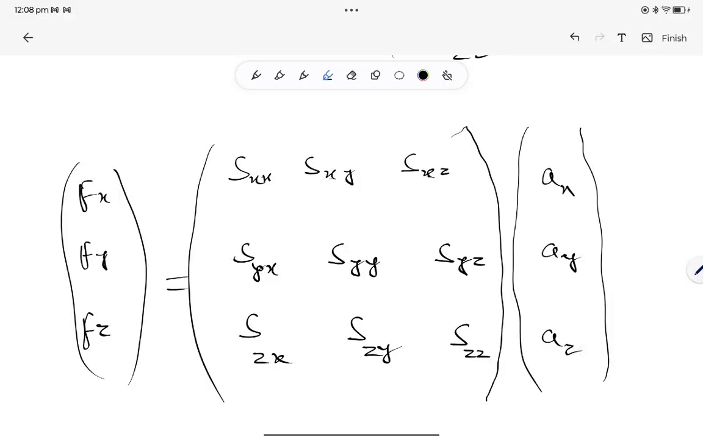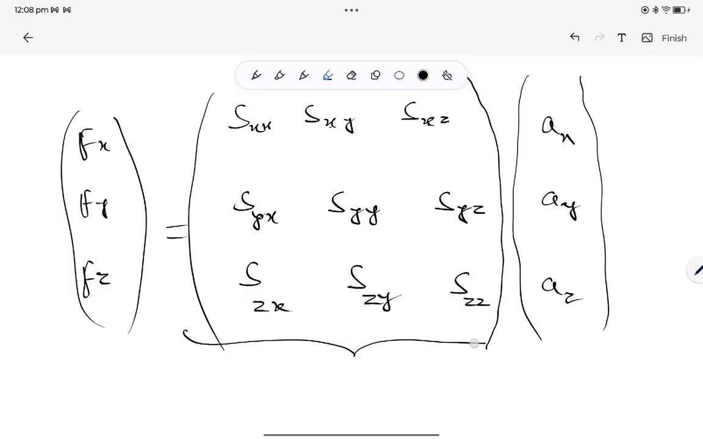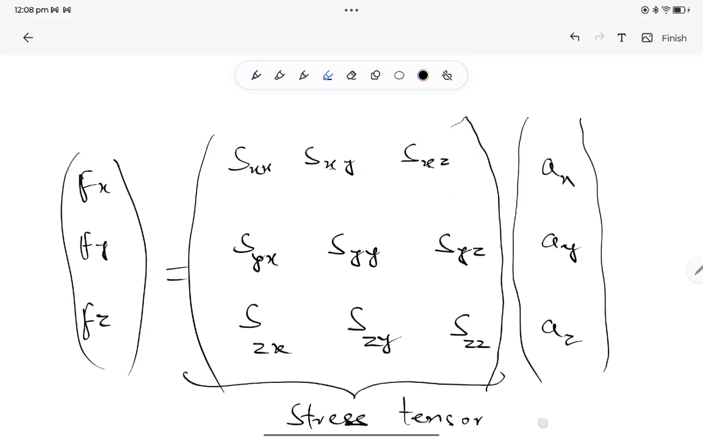The important thing to note is that this array is a tensor. It is called the stress tensor because it is needed to describe stress within a solid due to intermolecular forces. Perhaps the most important thing we will need from this is to look at the diagonal elements, Sxx, Syy, Szz. These diagonal elements represent normal forces, pressure forces, and the off-diagonal elements represent tangential or parallel forces, shear stress, and normal stress.